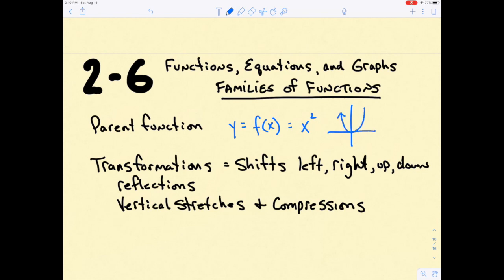Something like this. Now, if we wanted to take that parabola and then shift it or transform it and move it essentially, we could shift it left or right, we could shift it up or down, we could reflect it across the x or y axis, we could also stretch it vertically or compress it vertically. So we'd make it look basically skinnier and taller or shorter and kind of squatter. I don't know if squatter is a word, but it would be a compression. And we could do a variety of things to that parent function.